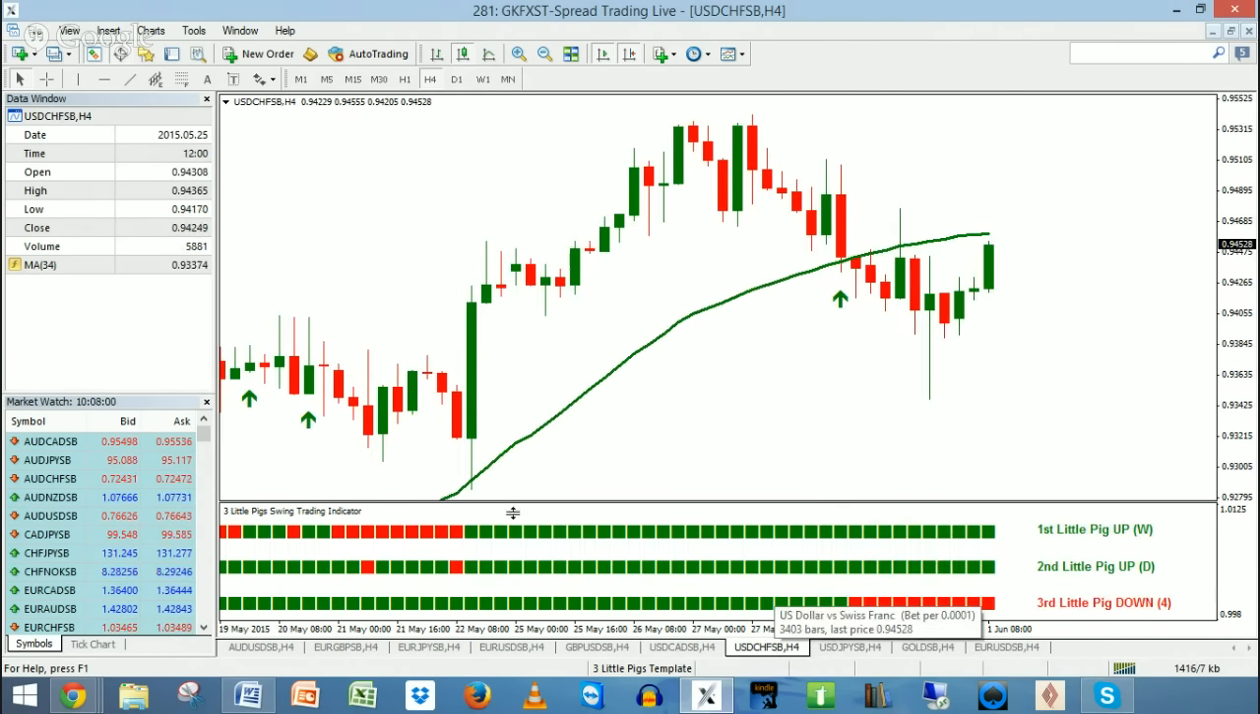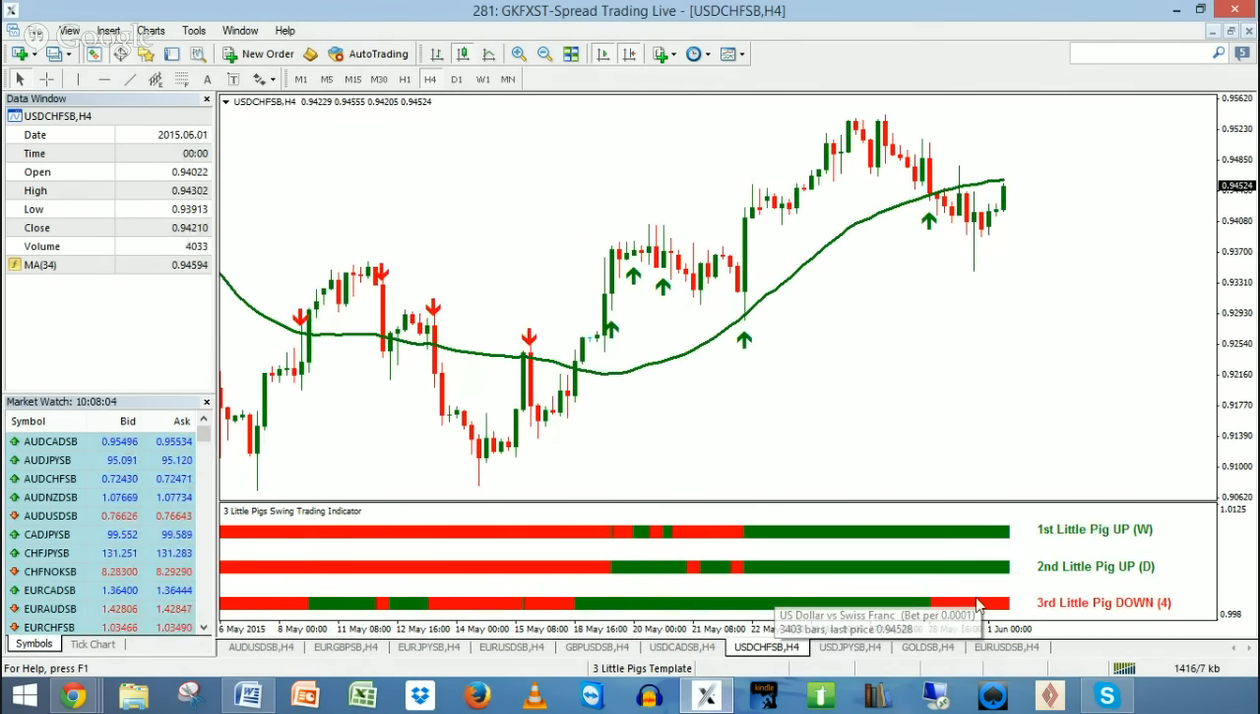USD Swiss. This is the 4 hours down here. So we've made a little bit of money here over the past week, but not a lot, nothing really to shout about, just slight profit on this trade. And got stopped out, I think, on this candle here. And now we're just waiting again for this upside confirmation. And if we do, we'll obviously take the signal.